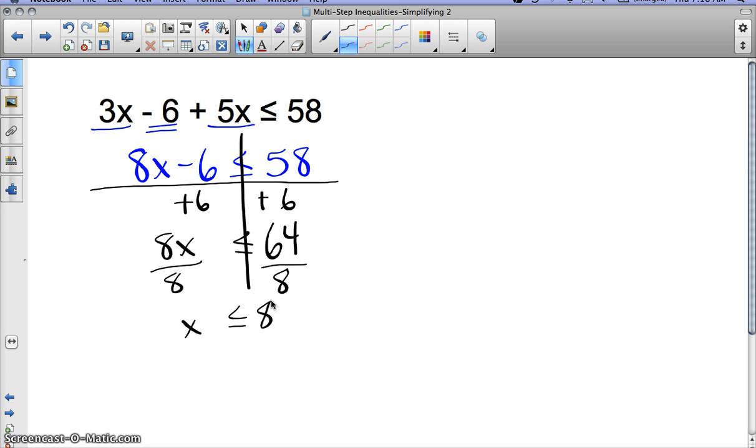So remember, we still have to graph this. So we draw our number line, mark out our point, draw our circle. How do we know if we need to fill it in? Well, if we plug in our number, is 8 less than or equal to 8? That is a true statement, so yes, we do want to fill that in.